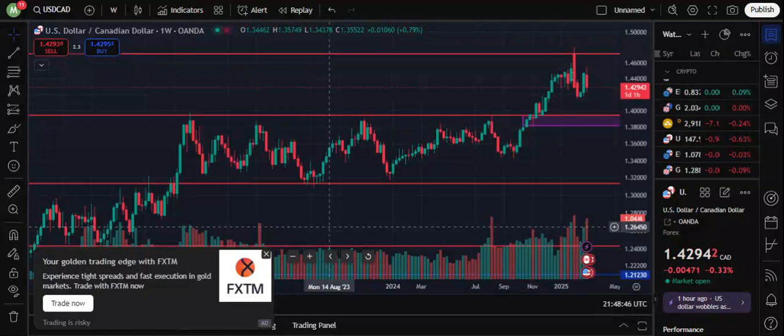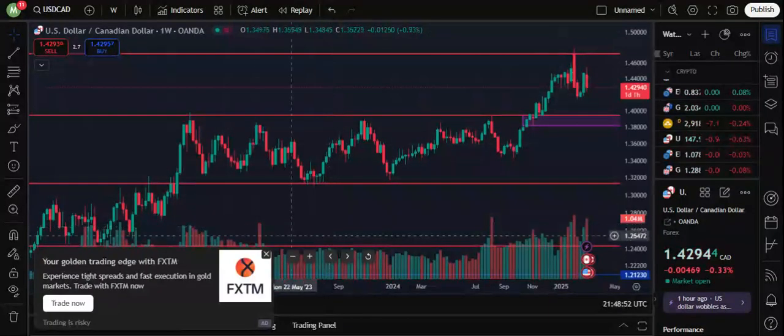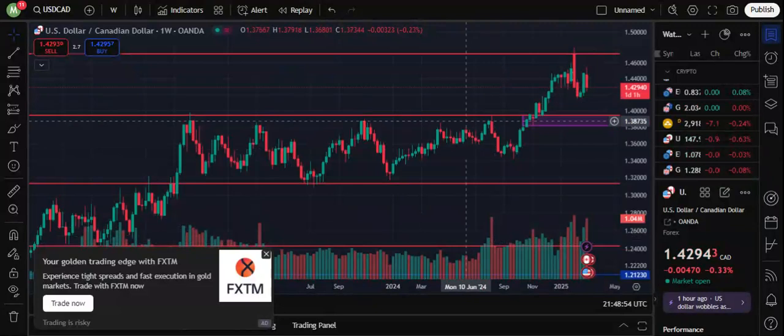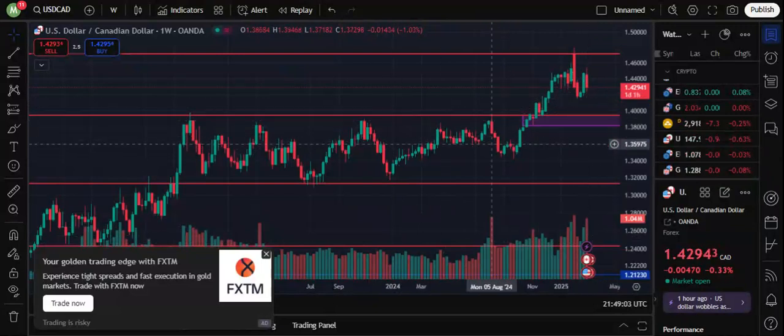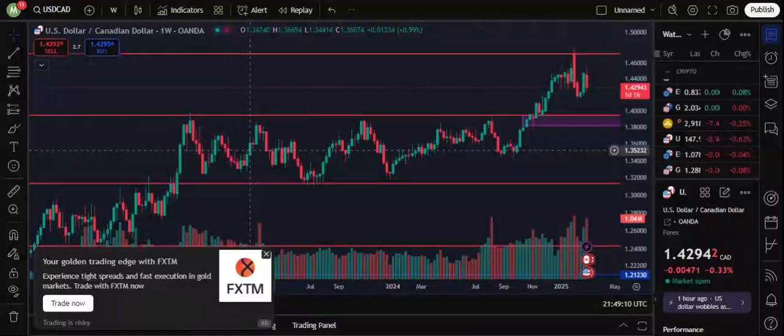So guys, we are on USD Canadian dollar, and in my previous video I told you guys that price was going to fall down to this level. You can see on the weekly time frame that price is trying to come down to this area, and that is what we are expecting. So guys, as you can see, we are expecting a bearish market from US dollar to Canadian dollar. We are expecting the market to fall massively.